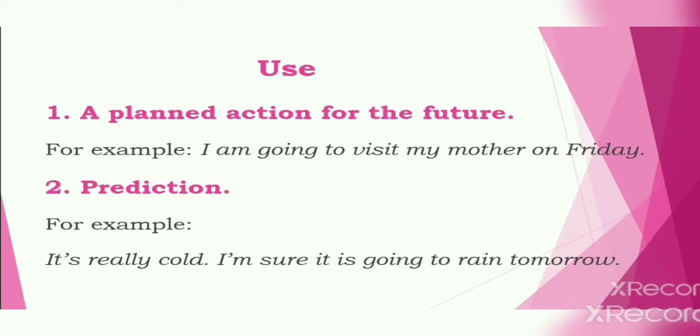Remember, we use simple future with be going to to express a planned action for the future. For example, I am going to visit my mother on Friday. Second, we use simple future with be going to to express a prediction. For example, it's really cold, I'm sure. It is going to rain tomorrow.